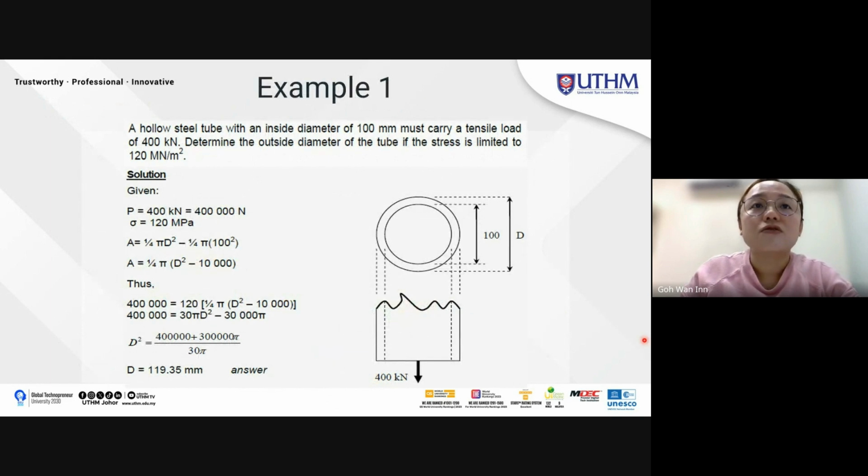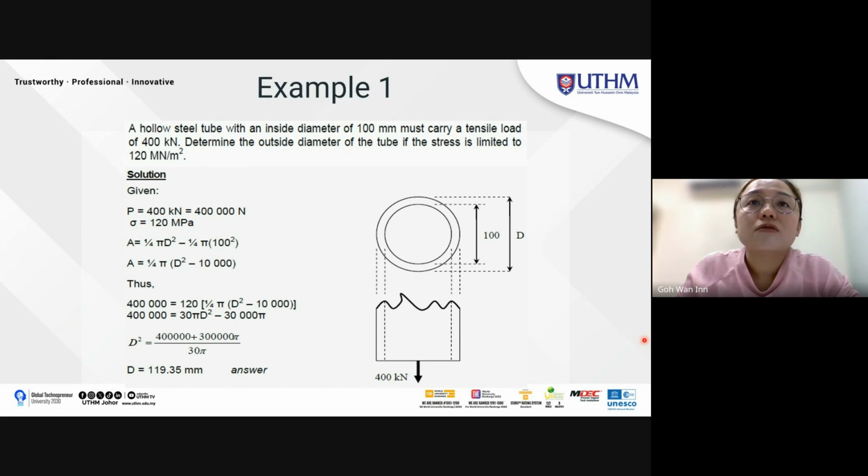Okay, so this is example 1. A hollow steel tube with an inside diameter of 100 mm must carry a tensile load of 400 kilonewton. Determine the outside diameter of the tube if the stress is limited to 120 MN per meter square. This is mega Newton over meter square. Sometimes the question will play around with the units, so be careful.